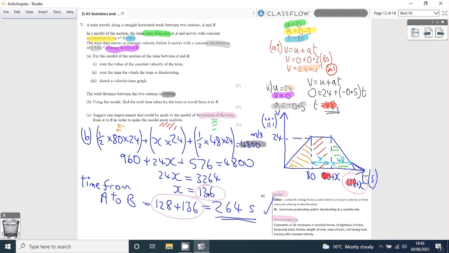Now the question actually asks for the time taken for the train to travel from A to B, so it's going to be the 128 plus the x, so 128 plus the 136, which is 264 seconds.